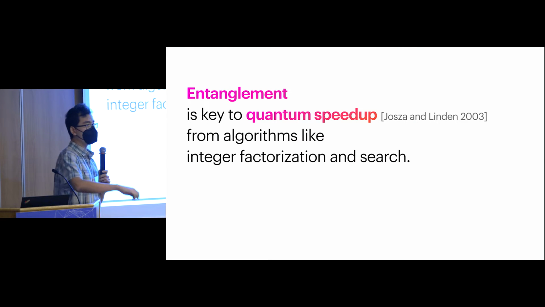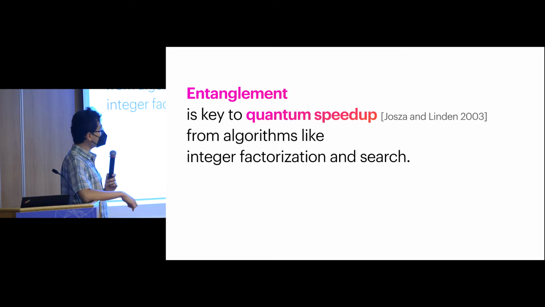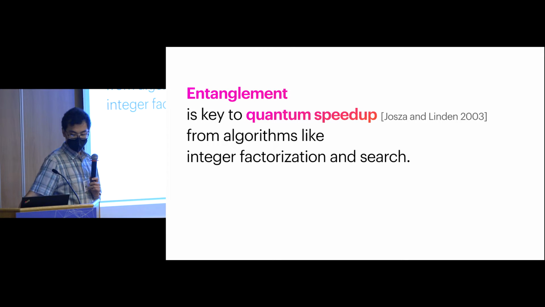So, why do we care about entanglement? Well, apart from it being present in this example of teleportation here, it has been proven that entanglement in some form is strictly necessary for us to obtain the kinds of quantum speedup that we see in algorithms such as Grover's algorithm for search or Shor's algorithm for factoring.